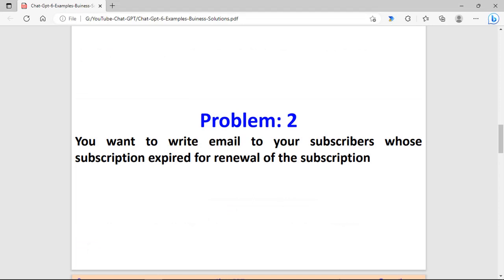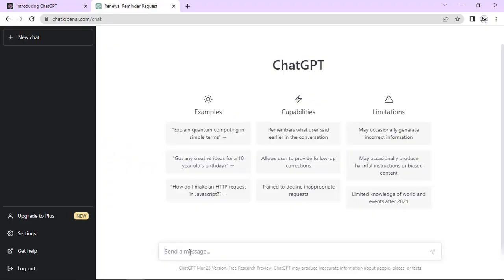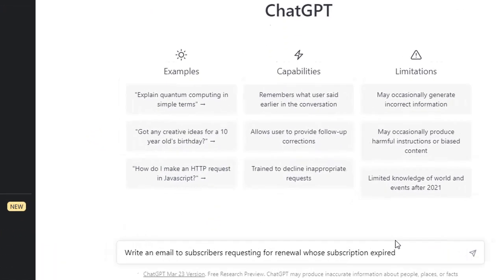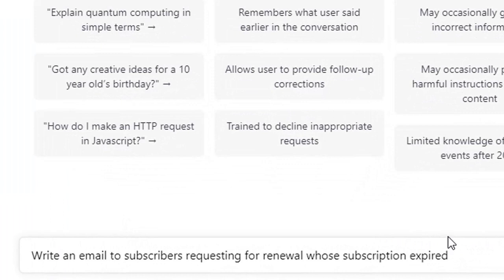Suppose your company has some subscribers. Now you want to write an email to your subscribers whose subscription expired, for the renewal of the subscriptions. So you can ask ChatGPT to write the email for this purpose. Now we check. Now the question is, write an email to subscribers requesting for renewal whose subscription expired. Check now.